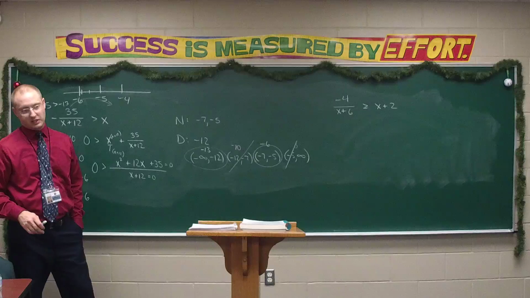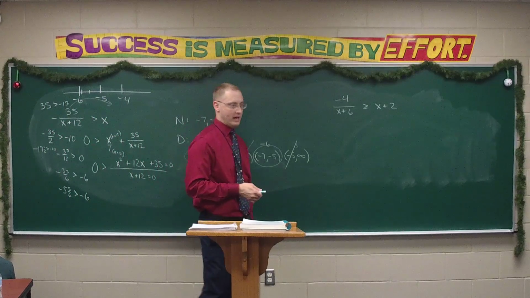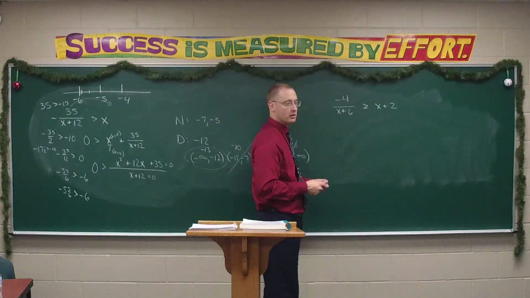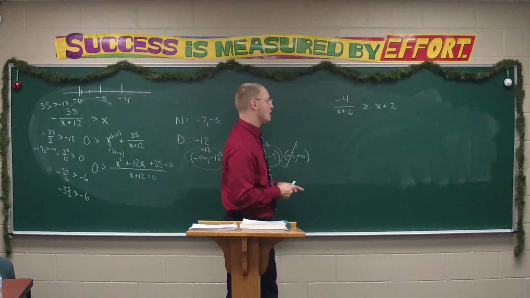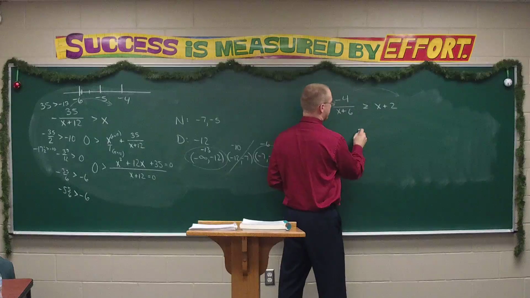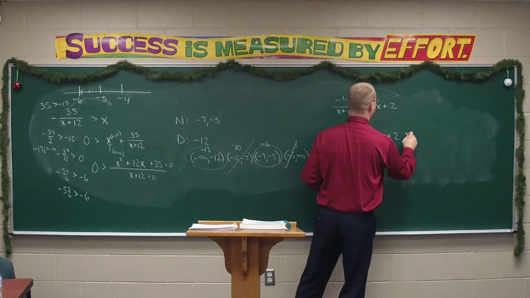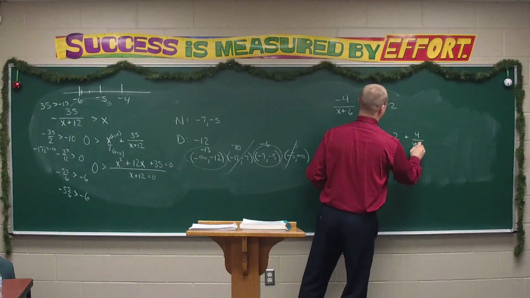Once again, we need to set it to 0. How should we go about doing that, Abby? You can move the negative fraction over as positive. Since it's a negative fraction, I'll move that. If it had been a positive fraction, I'd probably move the other stuff. So we get 0 is greater than or equal to x plus 2 plus 4 over x plus 6.